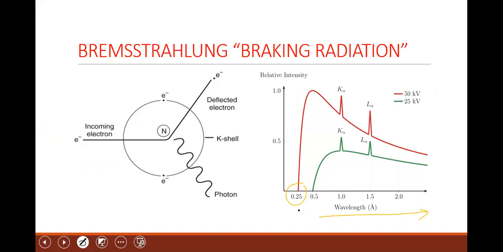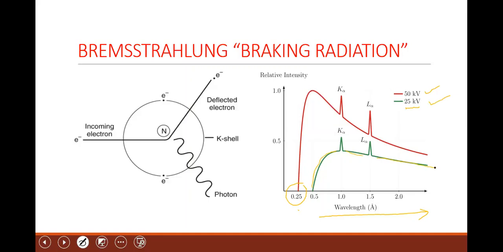How much wavelength is that? 0.25. You consider it as a 25. And applied voltage is how much it is? 50 kilo electron volt. This is the back voltage applied between the anode and the cathode. This is the applied voltage between anode and cathode. How much is it? 25. This is the graph here.